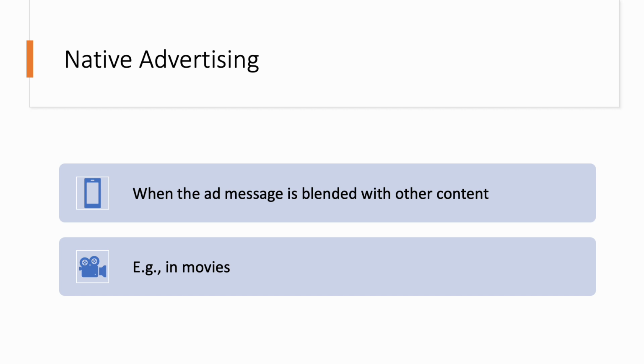Native advertising is when the ad is blended seamlessly with other content. It's designed to match the form and function of the platform it appears on, so it feels less like traditional ads. A good example: product placement in movies or sponsored articles that read like regular news stories. So think about an ad where one of the actors is holding, let's say, a can of Coke. That is product placement or native advertising. The goal is to engage the audience without disrupting their experience.